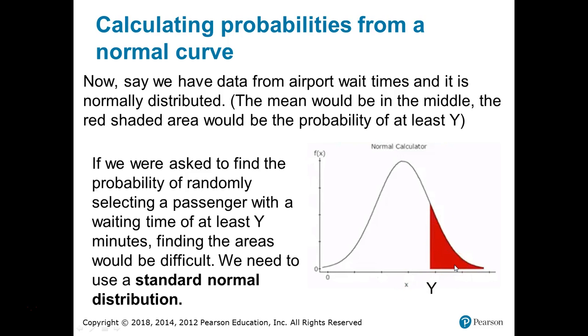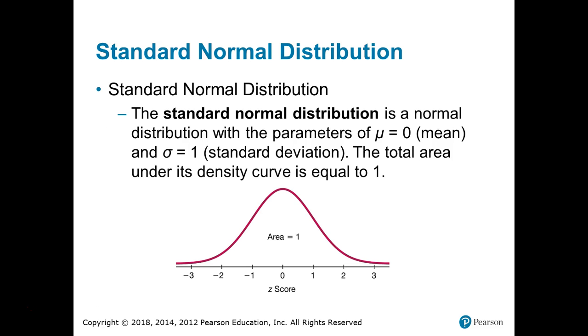But how would we calculate that? It would be pretty difficult to do. So that's why we need to use what's called a standard normal distribution. A standard normal distribution is a normal distribution with the parameters mu is 0 and sigma is 1.